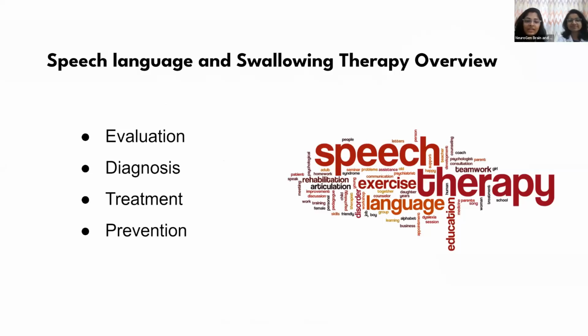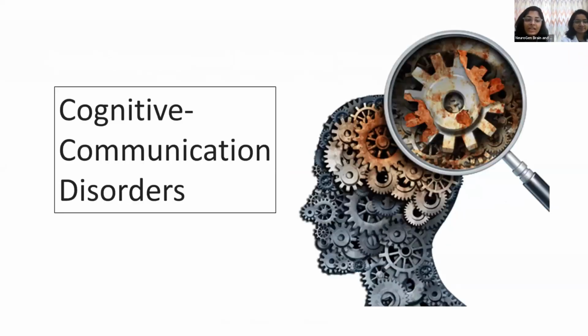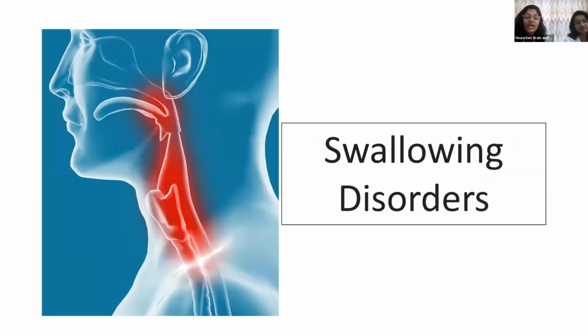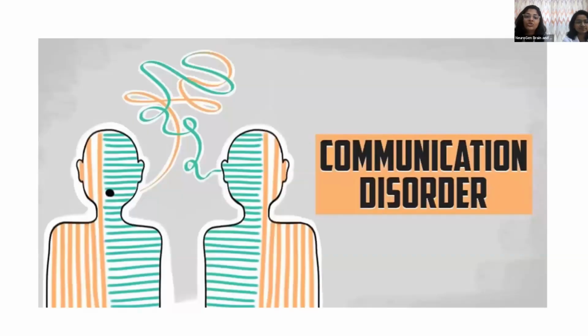So we speech therapists mainly focus on the evaluation and diagnosis, treatment, and prevention of the disorders. And in this, we are mainly focusing on cognitive communication disorders, which deficits may occur after a stroke, tumor, brain injury, or a progressive degenerative brain disorder. These deficits may result in both cognitive and language problems. And also, we work with swallowing disorders, the person having difficulty while swallowing. So we will also work with them. And also, we are working on communication disorders.